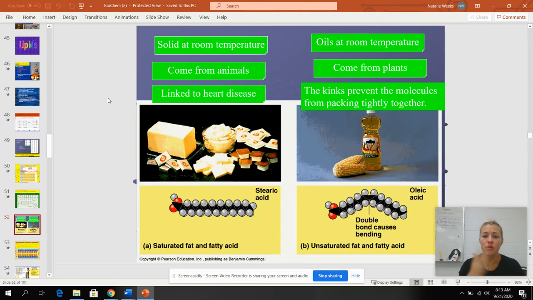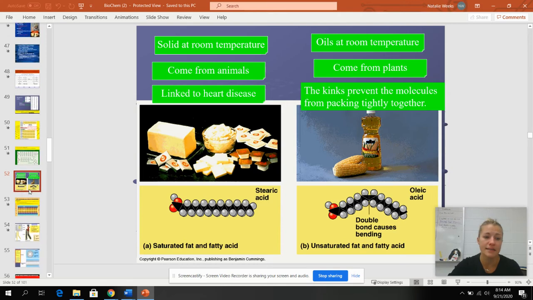Okay. So once again, a little dichotomy here. We have our saturated fats. These things are going to be solid at room temperature, typically come from animals, and are linked to heart disease. The unsaturated fats have that double bond, which creates a little kink in it. These things are going to be oils at room temperature. They come from plants. The kinks prevent the molecules from tightly packing together.